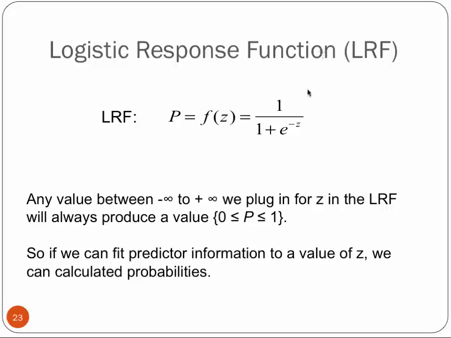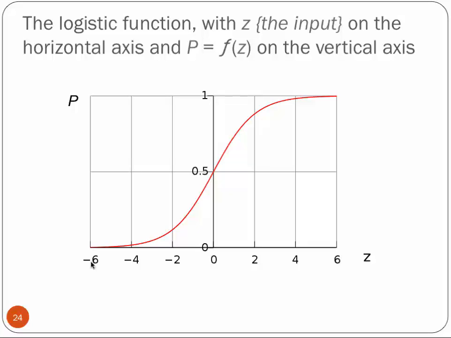Put any value between negative and positive infinity in for the z value, and the p response will be between 0 and 1. And this is what it looks like when you chart the values of z in the logistic response function, and these are the probabilities up and down here. So here's a probability of 1, here's a probability of 0. You can see the S-shaped curve that works along here.